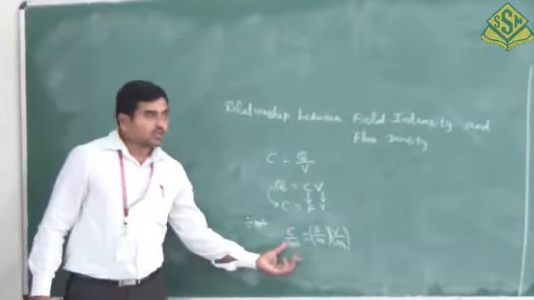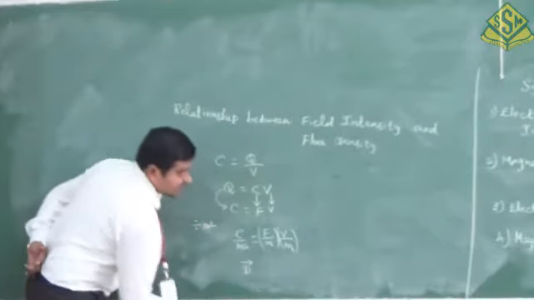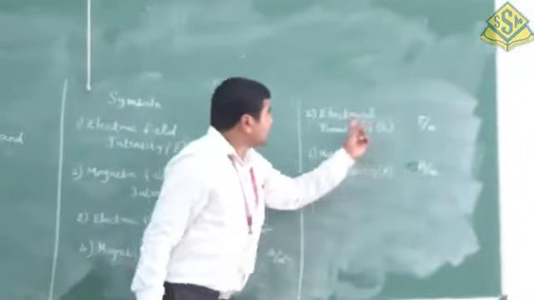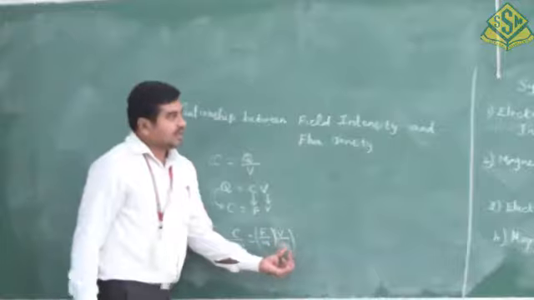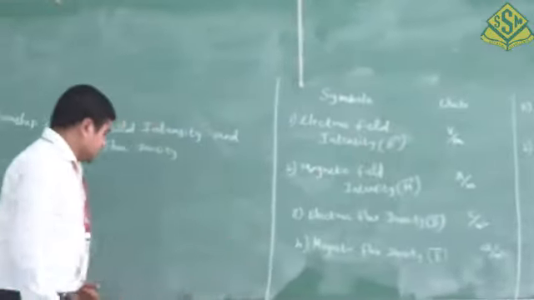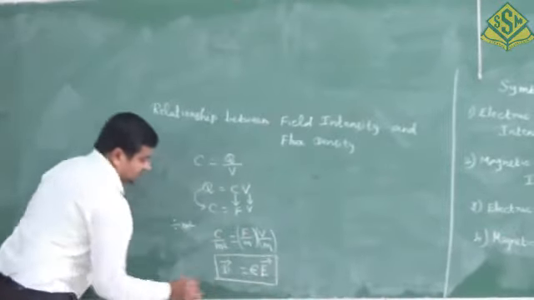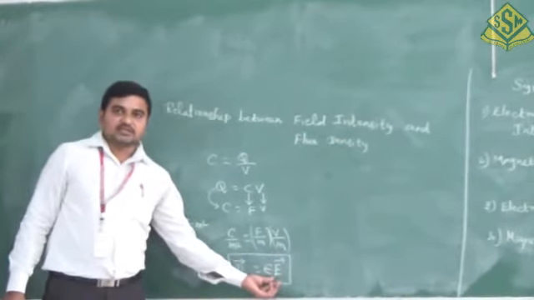So we can get coulomb per meter square is equal to farad per meter into volt per meter. Now check the units here. For coulomb per meter square, we have electric flux density, D vector. For farad per meter, we have electrical permittivity, epsilon, and volt per meter we have electric field intensity, E vector. So electric flux density D vector is equal to electric permittivity into electric field intensity.